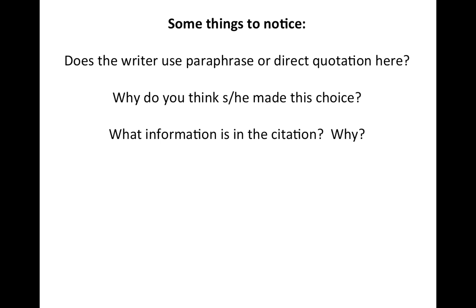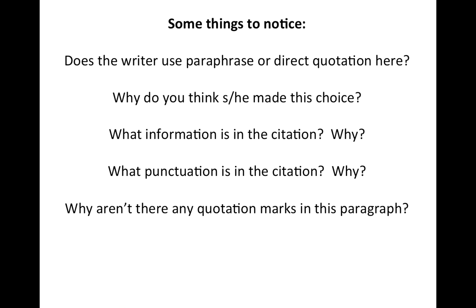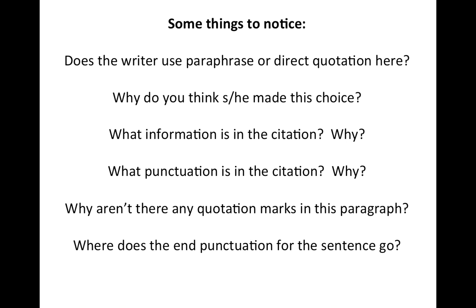We talked about what information is in the citation and why. We talked about the punctuation in the citation. The reason that that article title is in quotation marks inside the citation is because the title of an article is also punctuated with quotation marks. And so you use that same punctuation in the parenthetical citation. There are no quotation marks in the paragraph because there are no quotes in the paragraph. There's paraphrase. And then you noticed where the end punctuation for the sentence goes, again, on the outside of the parenthetical citation.